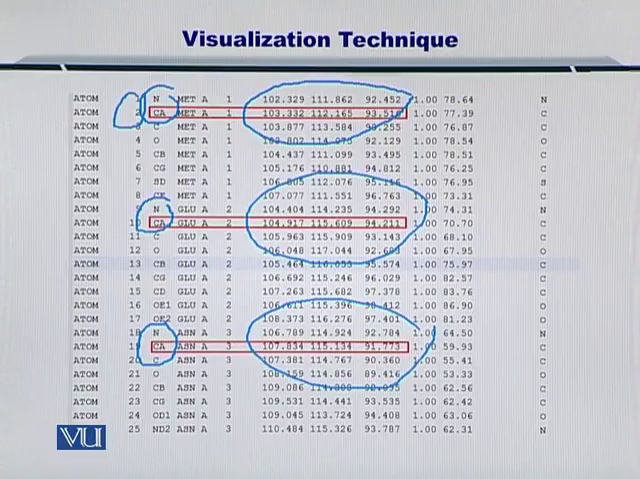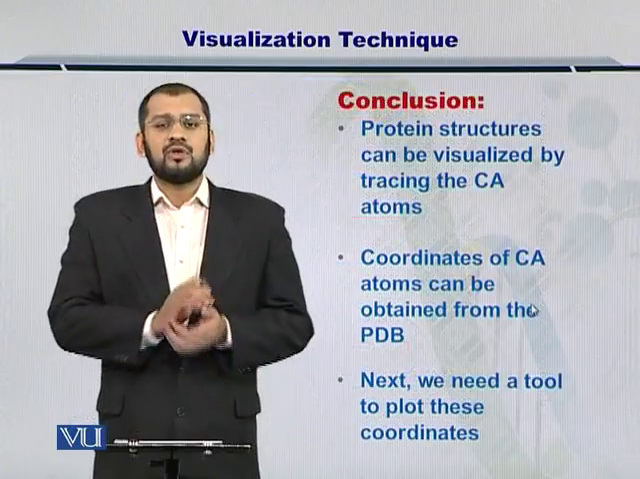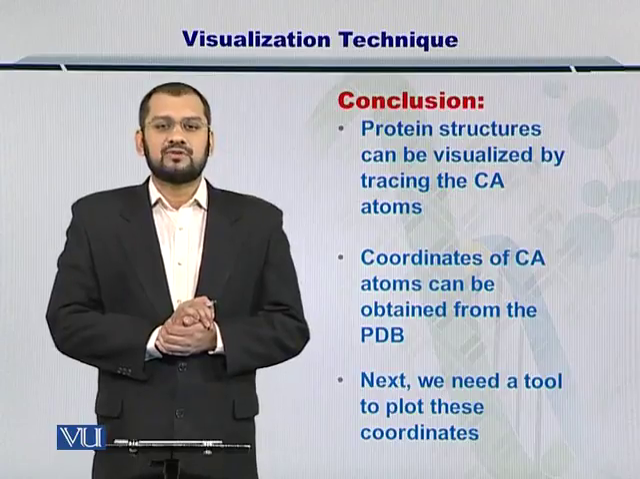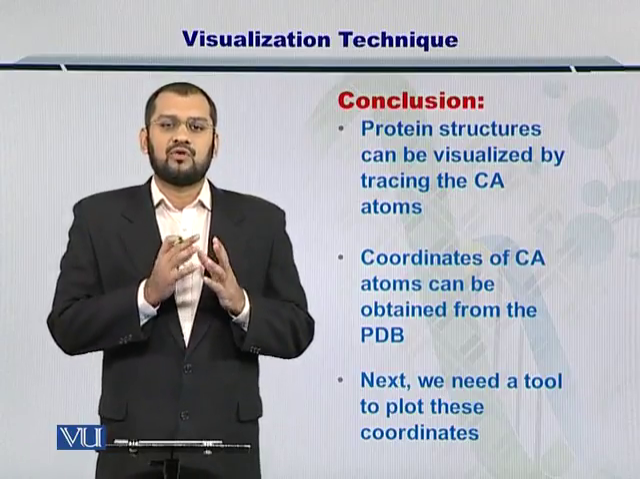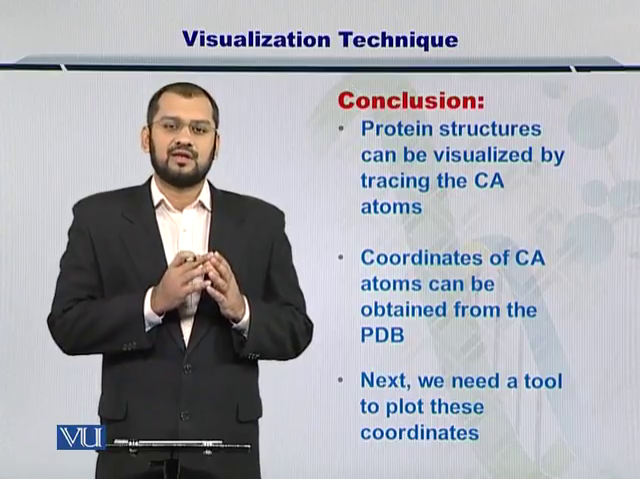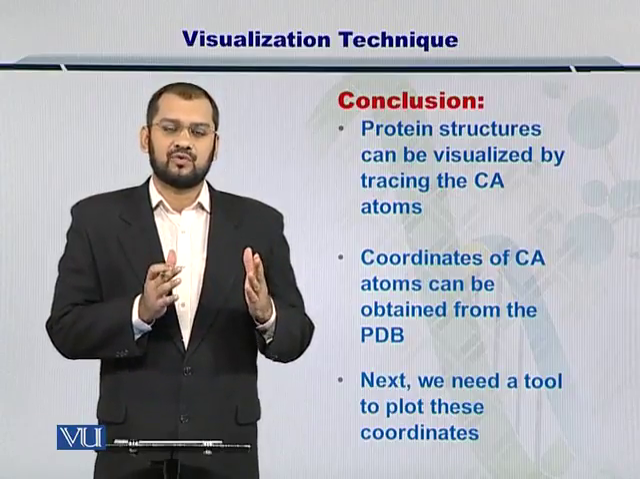So you have number 2 alpha carbon in this protein that is taking up these coordinates. You have another alpha carbon here, you have another alpha carbon here, and therefore you have all the coordinates that are available for each alpha carbon, and therefore you can construct the backbone now. So in conclusion, the protein structures can be visualized by simply taking the coordinates of the alpha carbons that are there in the PDB file of a protein.